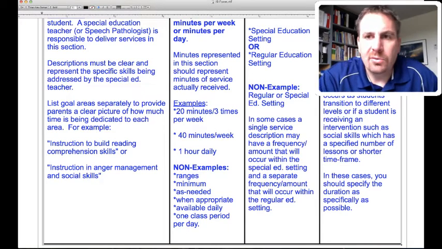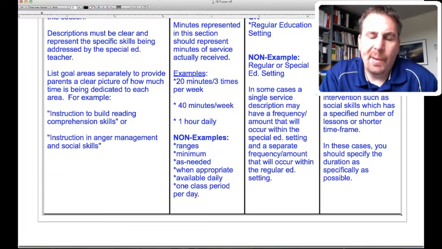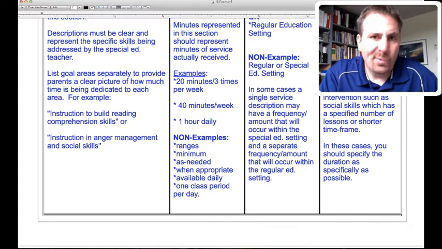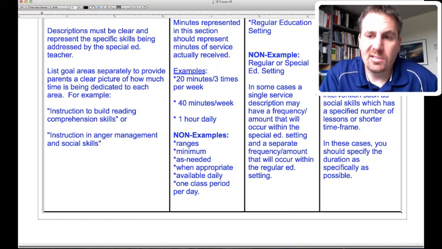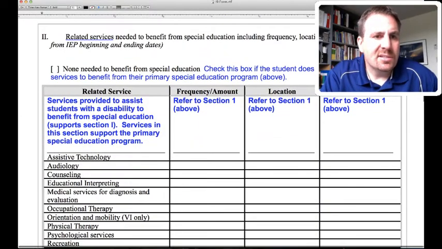Another time that you might use duration is if you're providing the student with an intervention that's like a certain number of sessions or over a certain time period. Again, this helps parents understand exactly who's working with the student, what we're working on, and how long we're working on it, and where we're providing that service. So let's jump down here a bit to related services.